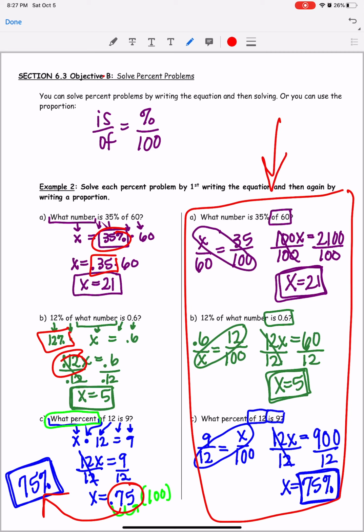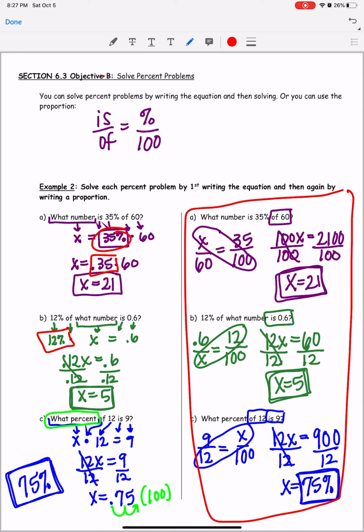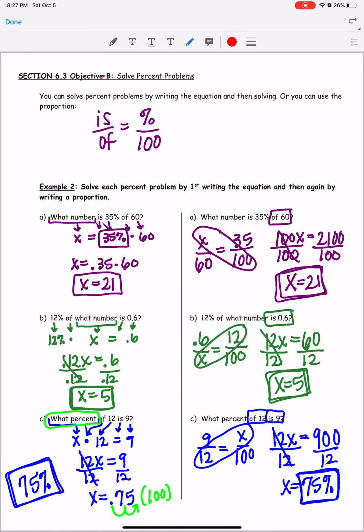There's less work on this one, in my opinion, because it already has that percent over 100. It's already dealing with moving that decimal in the way that it needs to go. So I prefer this proportions one. So I'm actually going to change my mind and only do one more in this method that I don't like, and I'm going to do the rest in proportions.